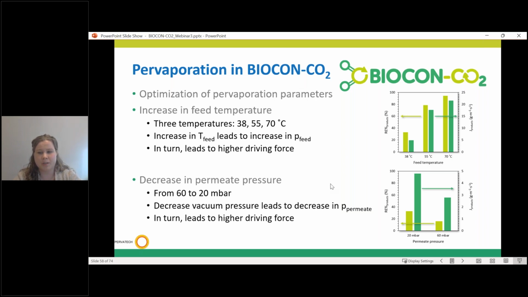The vacuum pressure was also optimized. Again, on the left axis is the recovery efficiency of the products, and on the right one is the product flux. So from this figure, it can be seen that decreasing the vacuum pressure from 60 millibars to 20 millibars, both recovery efficiency and the product flux is increased. Again, a similar explanation can be used. As the vacuum pressure is decreased, the partial pressure of the products at the permeate side is decreased, leading to a higher driving force.